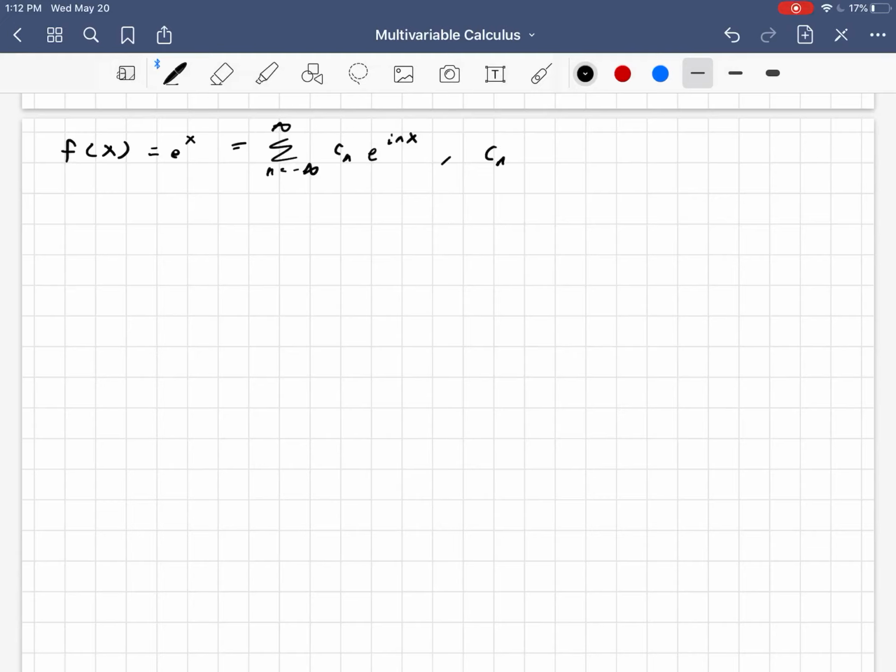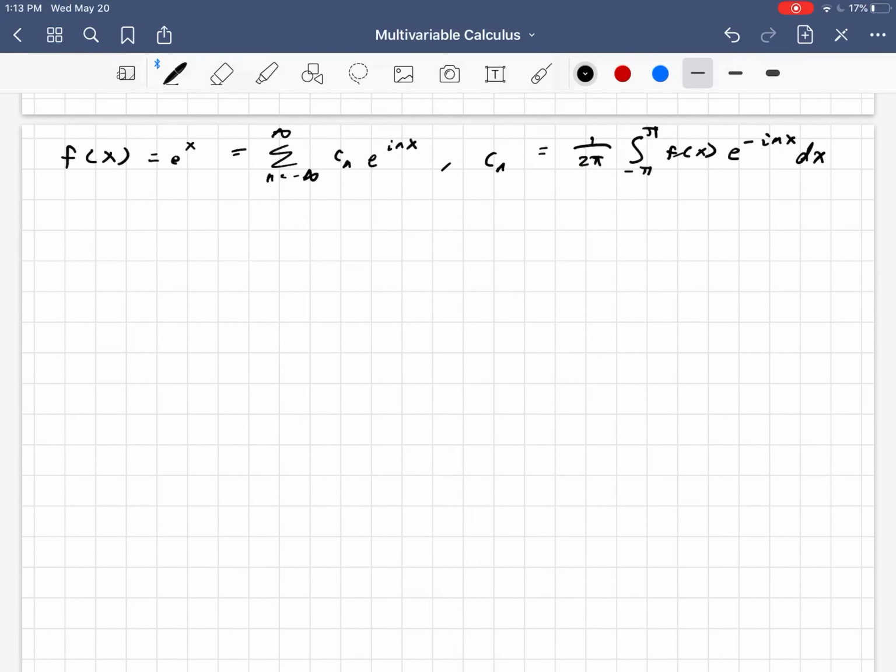And that c sub n, a couple of videos ago, was 1 over 2 pi, integral from negative pi to pi. This is where the f of x comes in: 1 over 2 pi, integral from negative pi to pi of f of x e to the negative i n x dx. So that's our toolbox that we're going to use. We just need to find c sub n.